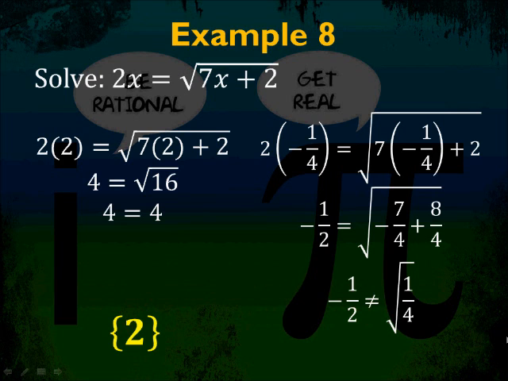So when we do radical equations or equations with radicals, make sure you follow the 3 steps. Isolate a radical on one side, square both sides, solve for x, check your answers, and throw out any extraneous roots.